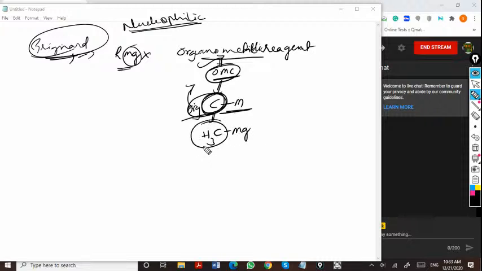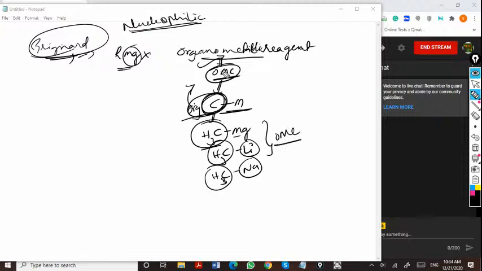So the organic moiety or organic group, such as alkyl groups, with metals: you can take magnesium, you can also take lithium, you can also take sodium. These are all metals which are bound to the organic functional groups, so they are said to be organometallic compounds.